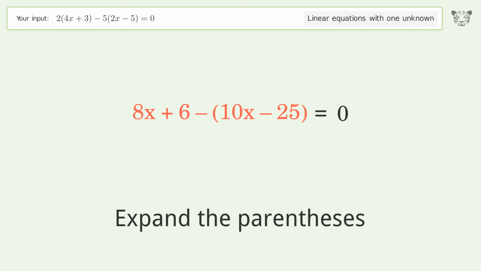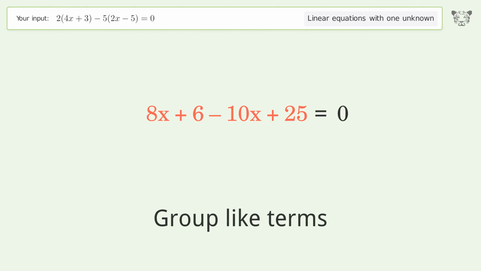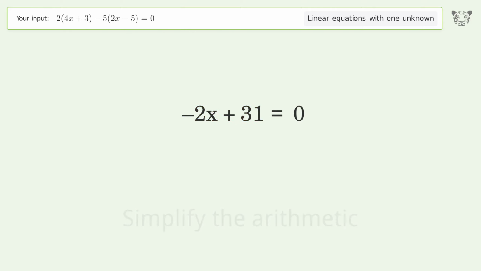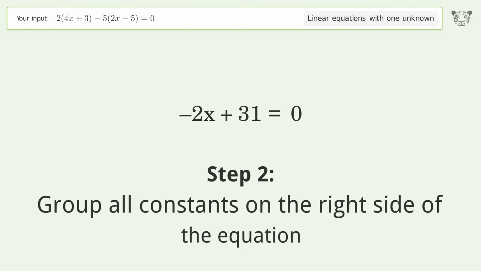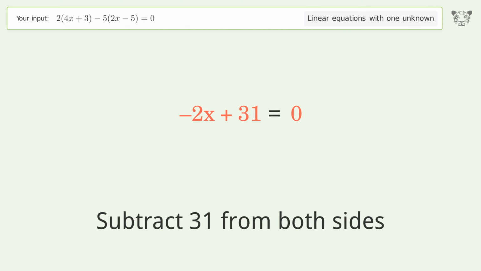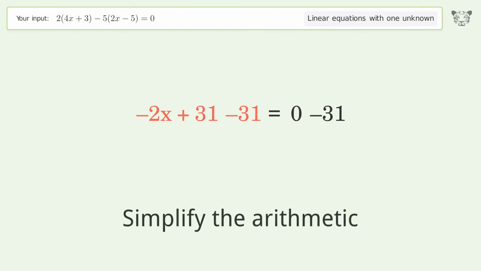Expand the parentheses. Group like terms. Simplify the arithmetic. Group all constants on the right side of the equation. Subtract 31 from both sides. Simplify the arithmetic.